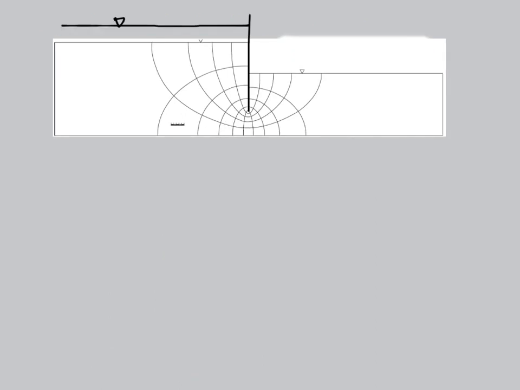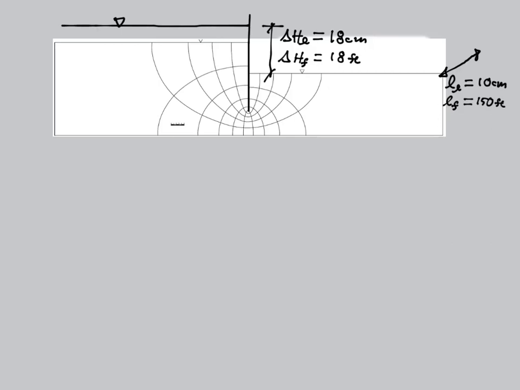Here's the problem we have. This is delta H, and in the lab it's equal to 18 centimeters, and in the field it's equal to 18 feet. The length, that is the width of the flow problem in the lab, or the length into the board, is 10 centimeters in the lab. And in the field, it's 150 feet, because remember the length of the cutoff wall is 150 feet.